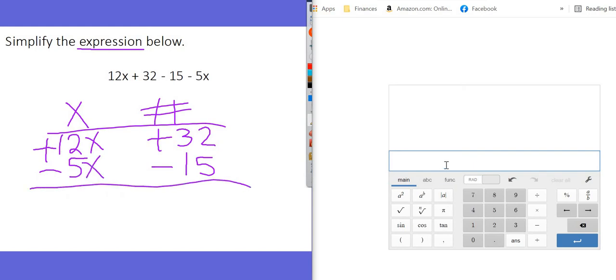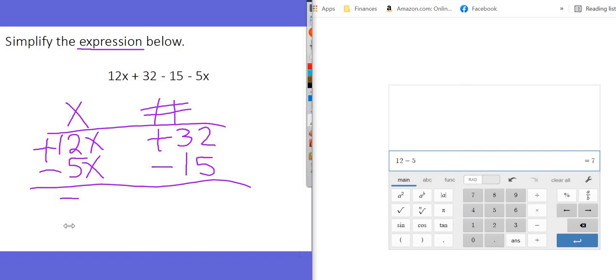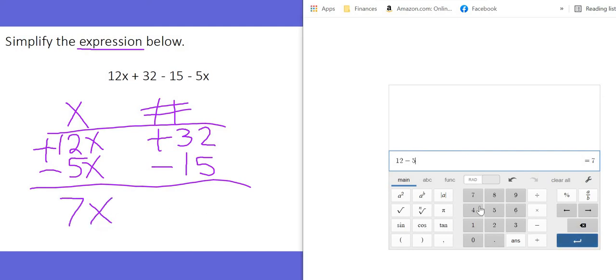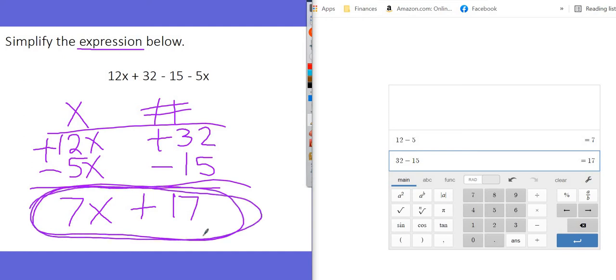So if I come over here to Desmos, I'm going to start with the x's. I'm going to start with 12 minus 5, and that leaves me with 7x. Then I'm going to go ahead and do the numbers. So we have 32 minus 15, and that is a positive 17. So the answer to this would be 7x plus 17. That's how you combine these like terms.